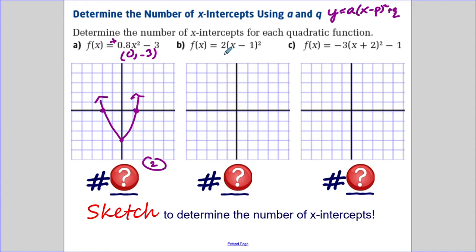In my B question, I can see my p value here is just 1, and the q value is going to be 0. There's no q after this whatsoever. And so I'm going to move over 1, and then I can see that my a value is positive again, so this thing is going to open upward.